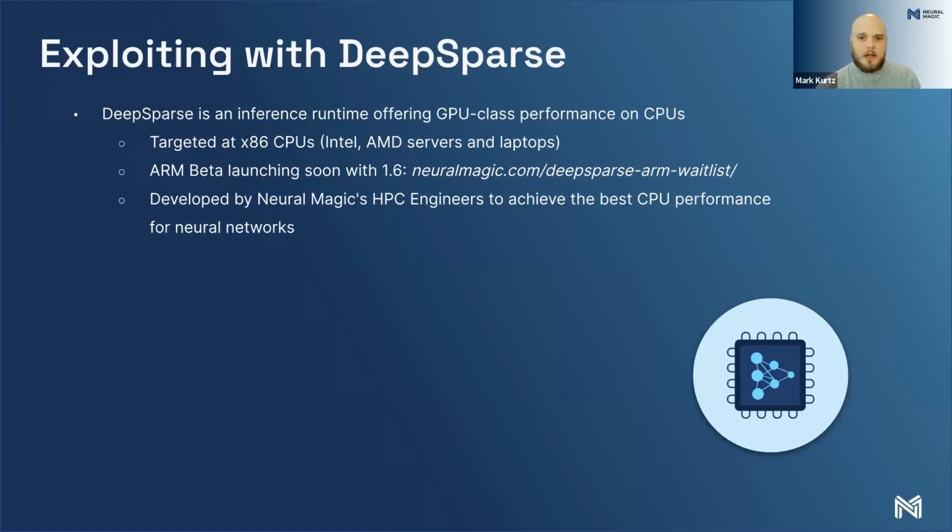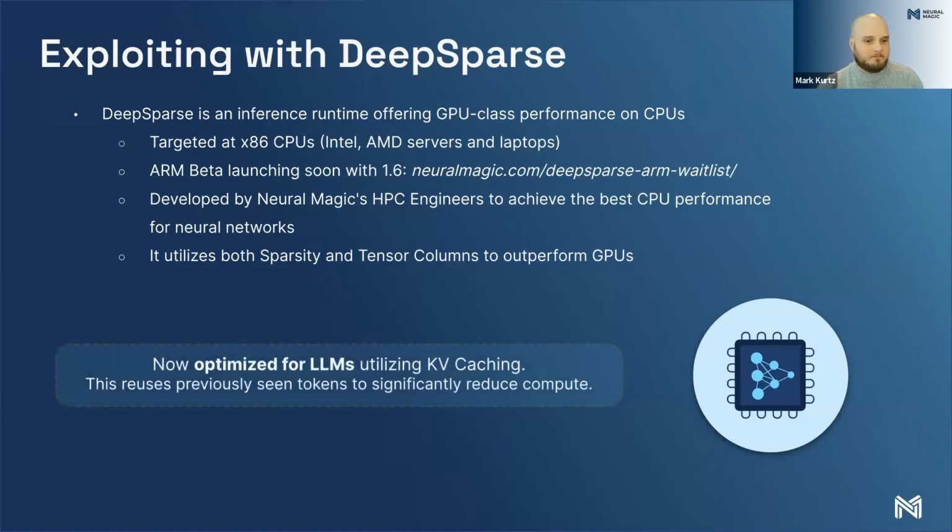And we'll talk over how we compare CPU versus CPU even without any optimizations, as well as what it looks like to optimize those, both by utilizing sparsity and by utilizing something that we call tensor columns to outperform GPUs. Specifically, we're using the caches in a very unique way on the CPUs, so you can get really fast memory access, much faster than what GPUs can even get in some cases.